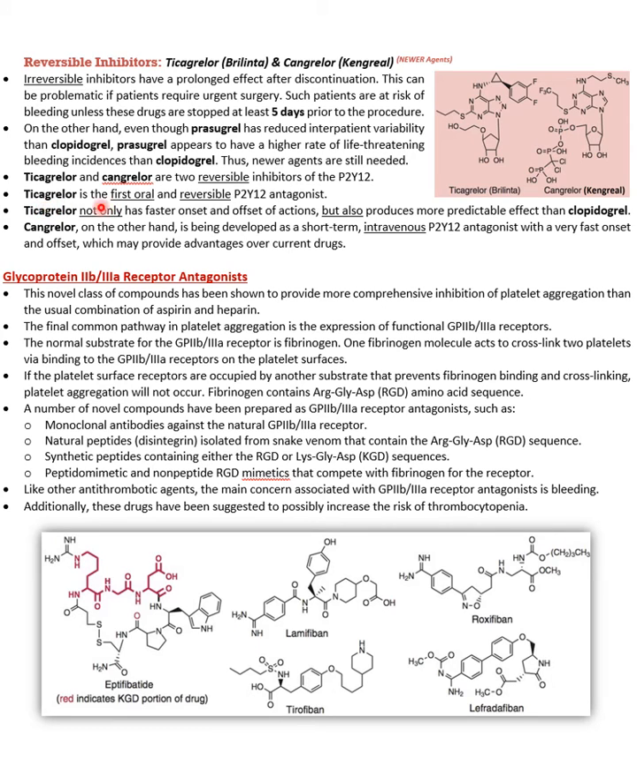The ticagrelor is taken orally. It's the first one that was designed to be reversible. And the cangrelor is actually taken through intravenous infusion or administration. So the ticagrelor not only has a fast onset and offset action, it also produces more predictable effect than clopidogrel. And of course, clopidogrel, because of the interpatient variability, it's hard to predict its effects on patients. But here, the ticagrelor does not have this problem, and so it's more predictable. Its effect is more predictable, and it has, of course, fast onset and offset.